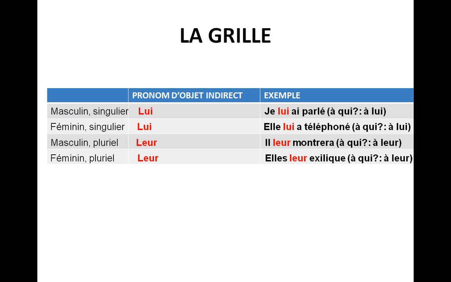What happens with the feminine plural? It stays the same. Leur. Elle leur explique. À qui? À leur. Expliquer, to explain. She explains to them. Okay? So explique. Elle leur explique.